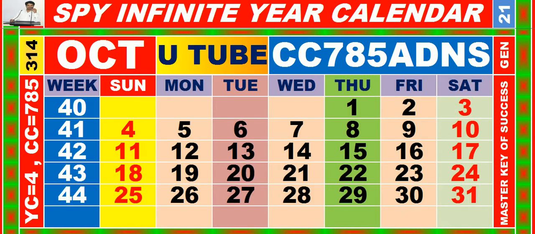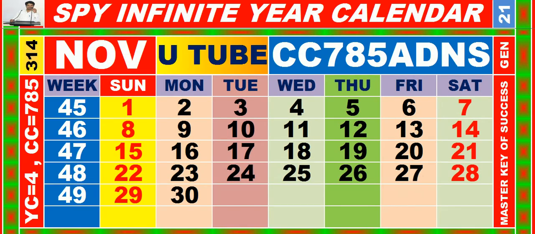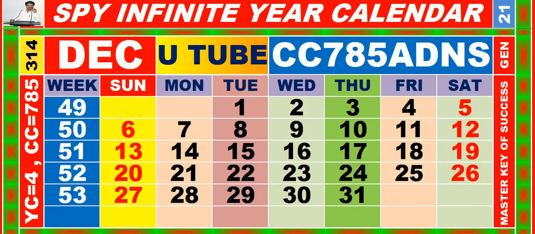Calendar for the month of October, having calendar code equal to 785. Calendar for the month of November, having calendar code equal to 785. Calendar for the month of December, having calendar code equal to 785.